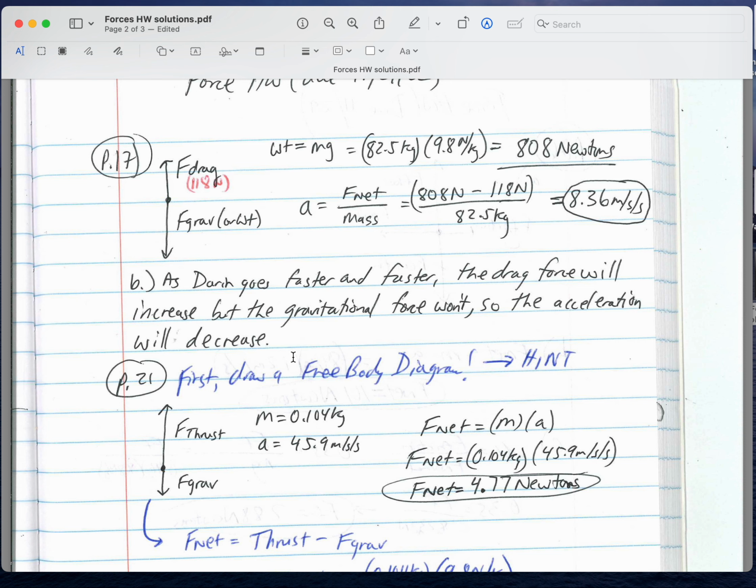So the first thing I'm going to do to figure out the acceleration is I need to figure out the gravitational force, which is the weight. So that's 82.5 times 9.8 gives me 808 newtons. Now, to get the acceleration, it's the net force over the mass. So gravitational force minus the air resistance over the mass gives me 8.36 meters per second per second. Hopefully it makes sense that this should be somewhere between 0 and 9.8 since the forces are acting against each other.